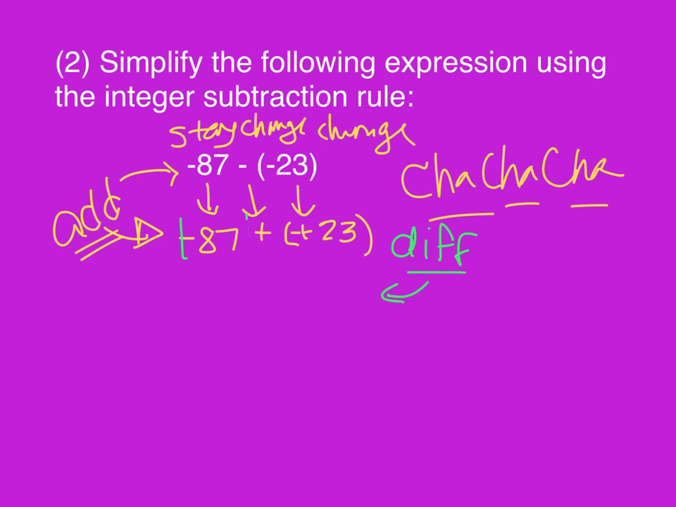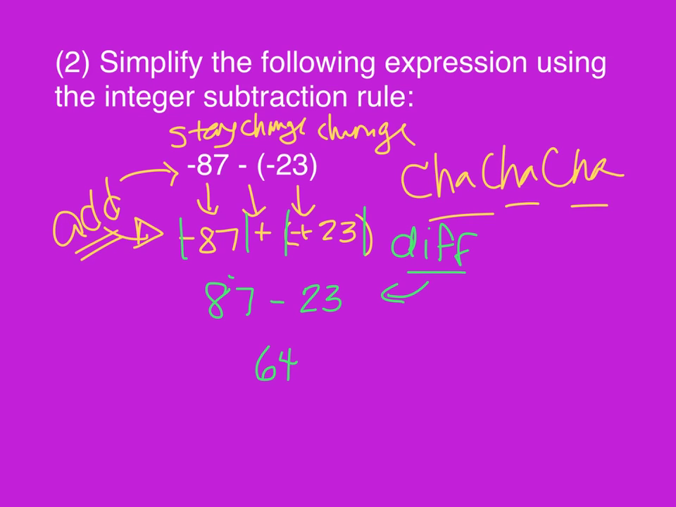Okay, first, before I find the difference, I need to find the absolute values of both of these. The absolute value of negative 87 is 87, and the absolute value of positive 23 is 23. Remember, absolute value simply means how far away is that number from 0, so therefore it can never be negative. And now I'm finding the difference. That means I'm subtracting. So if I've got 87 minus 23, I can break that into parts and say 80 take away 20 would give me 60. 7 take away 3 would give me 4. So my answer is 64, but I'm not done yet.